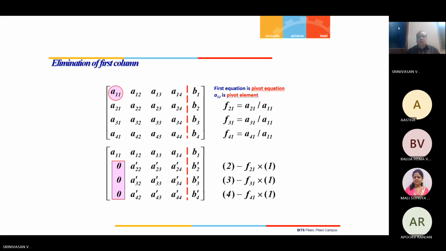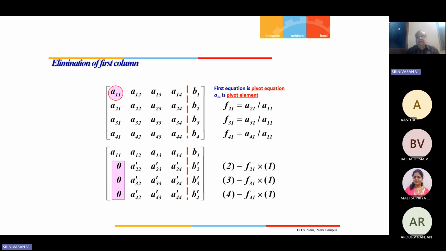So what is F21? F21 means you will be getting A21 divided by A11. And then you are making some elementary row operation. That's what it shows here. Then you are making appropriate subtraction or addition so as to make these values zeros, isn't it? So if you just look at F21, F31, you may not be able to understand. When you really practically do the problem, you'll be able to understand easily. Okay.